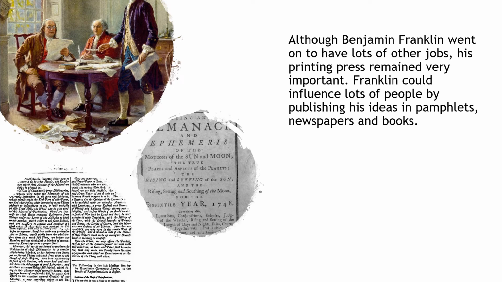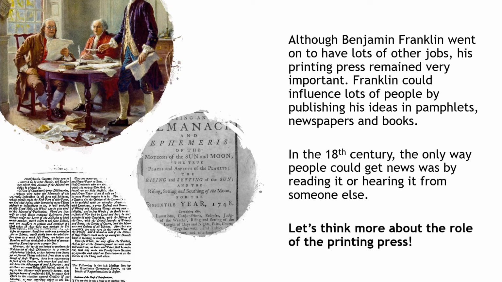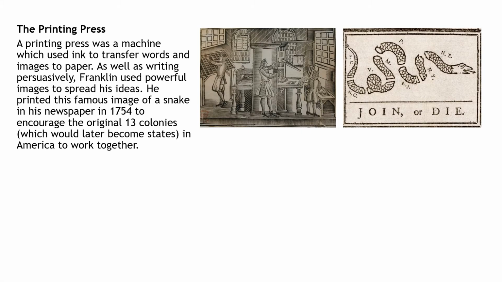Although Benjamin Franklin went on to have lots of other jobs, his printing press remained very important. Franklin could influence lots of people by publishing his ideas in pamphlets, newspapers, and books. In the 18th century, the only way people could get news was by reading it or hearing it from someone else. Let's think more about the role of the printing press at this time. A printing press was a machine which used ink to transfer words and images to paper. You can see one in the picture on the right.